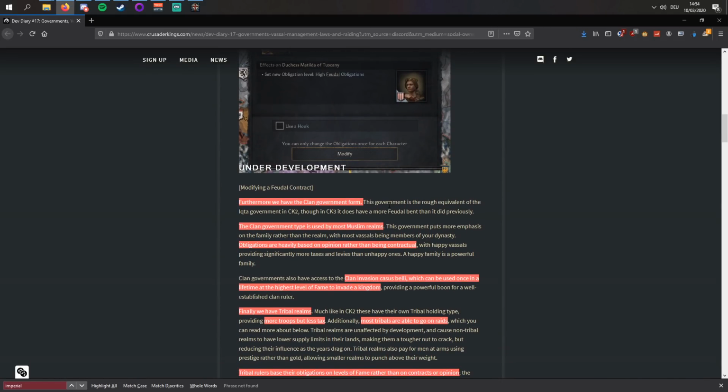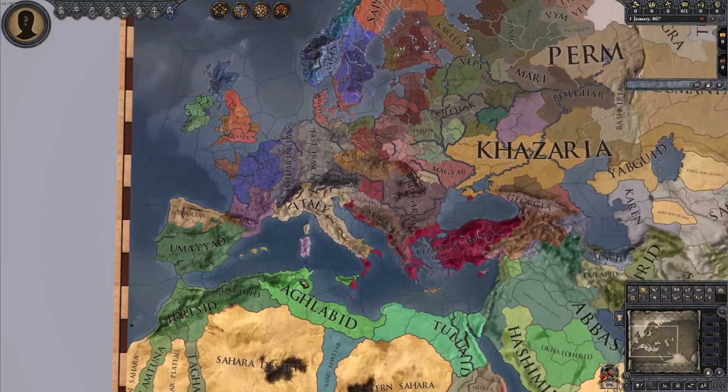Now that was it for the feudal government in terms of huge changes that are going on. Let's move on to the clan government. The clan government type is used by most Muslim realms. Obligations are heavily based on opinion rather than being contractual, because everything here is meant for the realm to be governed by your dynasty. This is something that was already implemented in CK2. You can see that right here.